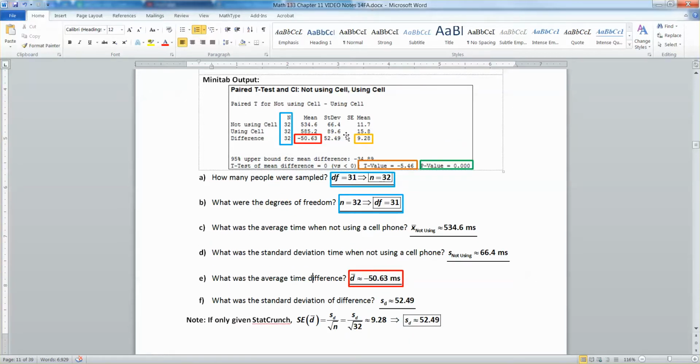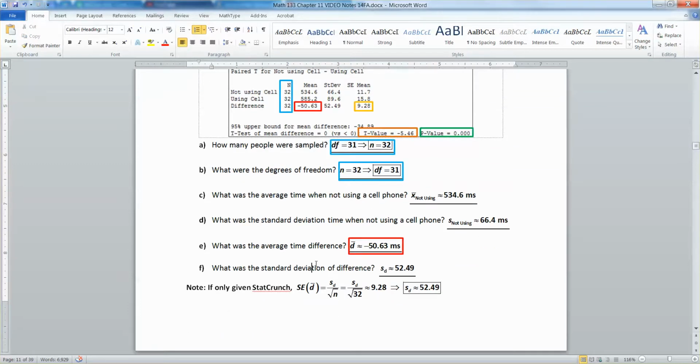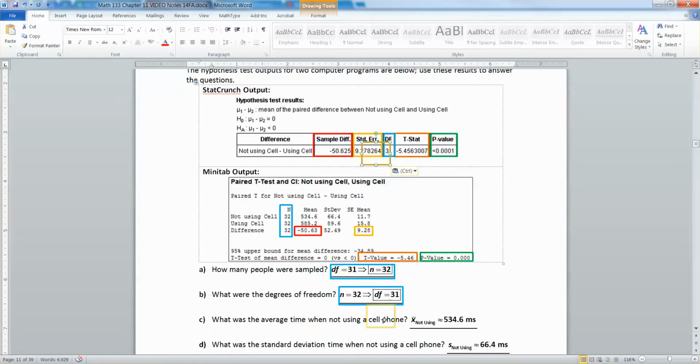Now, I grant you, Minitab actually gives it to you. It's right here. It's 52.49. See it? However, chances are I would block that off or not give it to you. So how could you find it? Well, the standard error is 9.28. So that's where I get that value from.